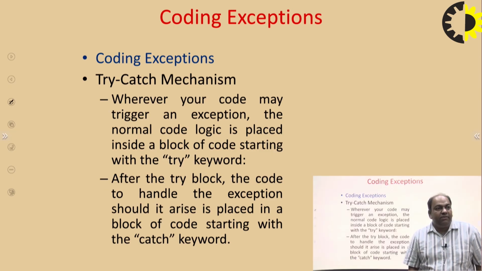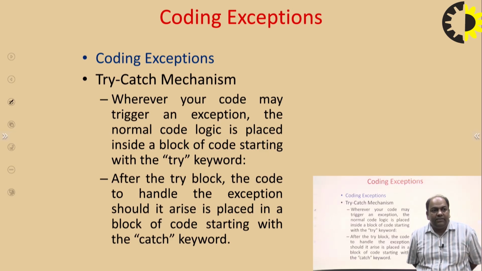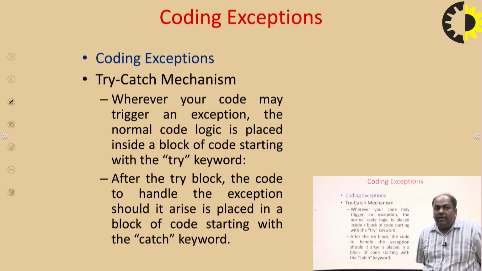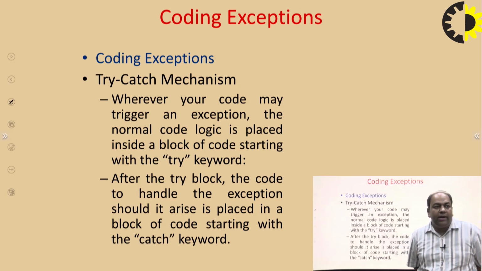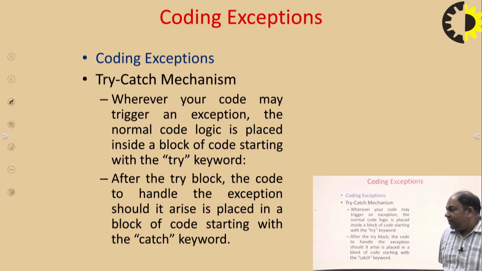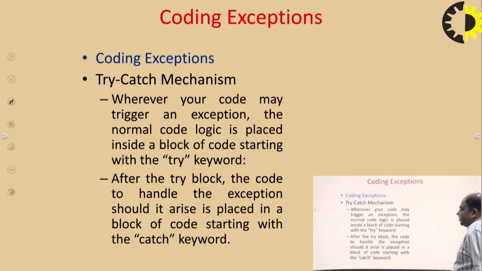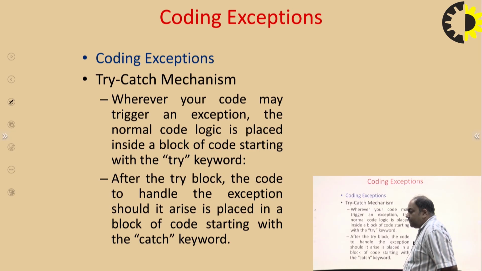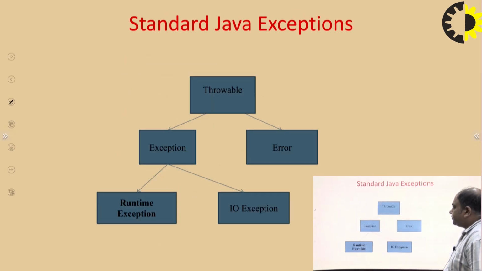It is a mechanism where, whenever our code triggers an exception, the logical normal code is placed inside a block of code starting with the try keyword. I will show it using an example later. After the try block, the code to handle the exception, should it arise, is placed in a block of code starting with the catch keyword. So we use a try and catch mechanism in which we write the code inside a try block and catch the exception which that code may contain.